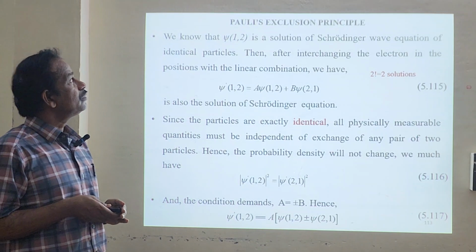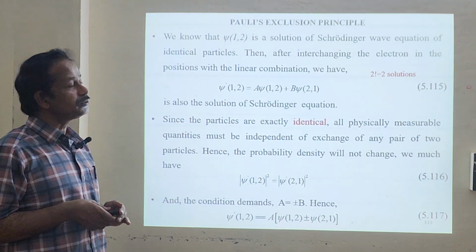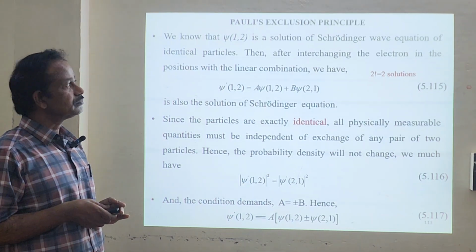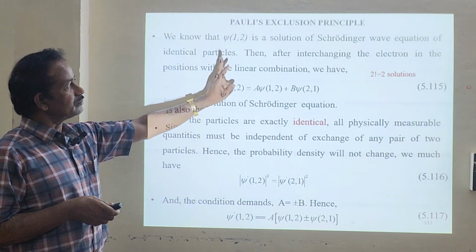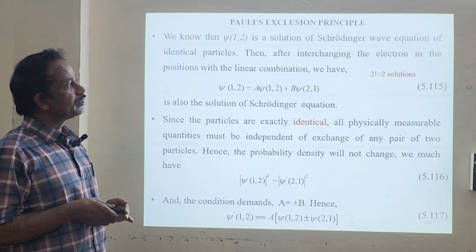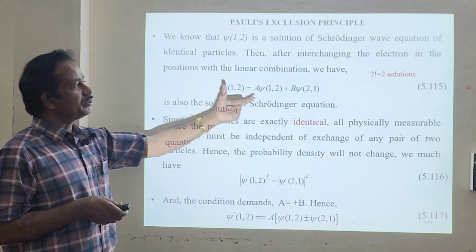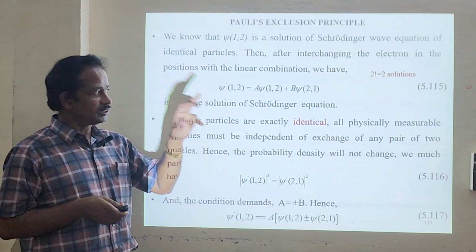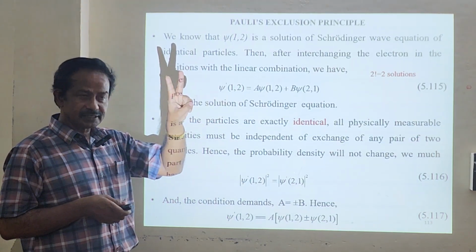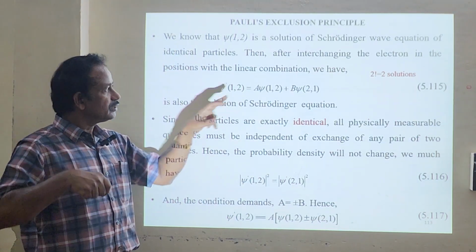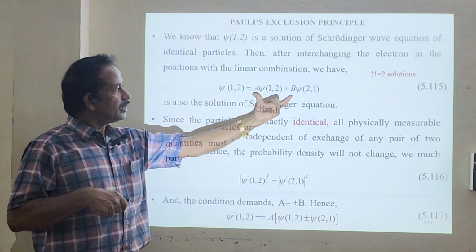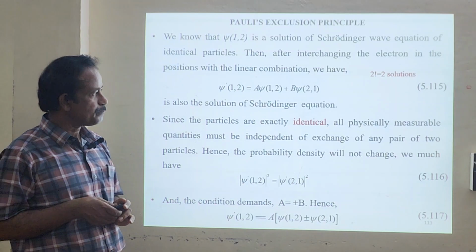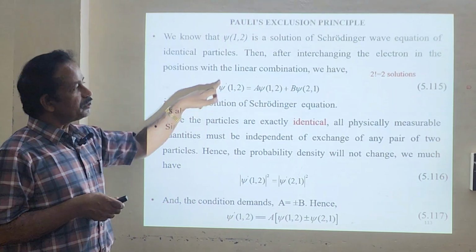We will see. We know that psi 1, 2 is a solution of the Schrodinger wave equation of identical particles. Then after interchanging, 1, 2 becomes 2, 1. The electrons in the positions, with the linear combination we know already. So we have 2 factorial, 2 solutions. For a 2 particle system, we are going to interchange. There will be 2 solutions, and this is given by expression 5.115. So this also will be a solution.